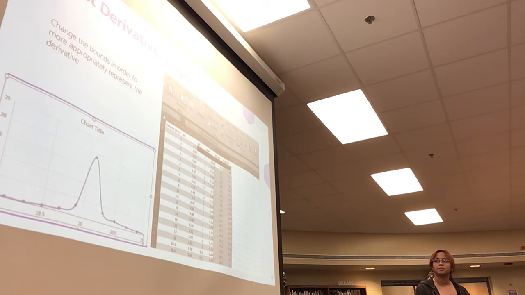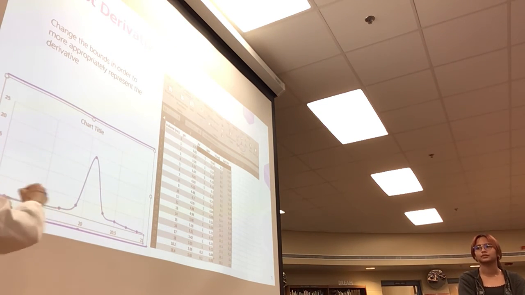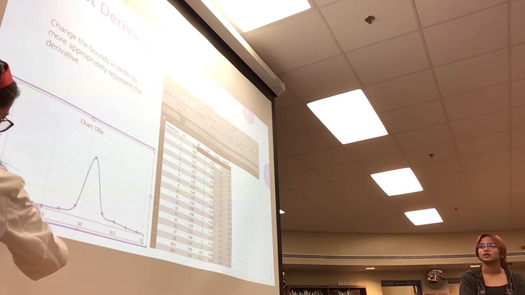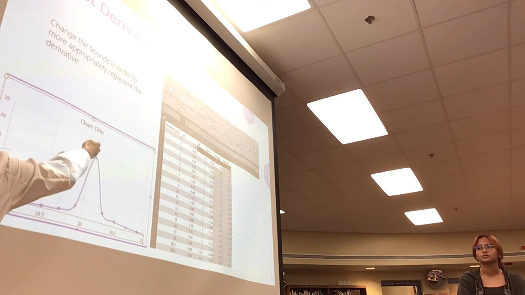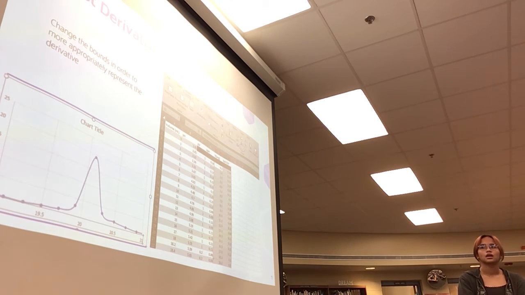And then you can change the bounds in order to accurately represent where the highest instantaneous slopes are. This is how you find the point. It's around 19.9 or something like that, I believe. So the idea is that you can put many data points on this axis, and then you're going to be able to accurately calculate the equivalence point of the titration.